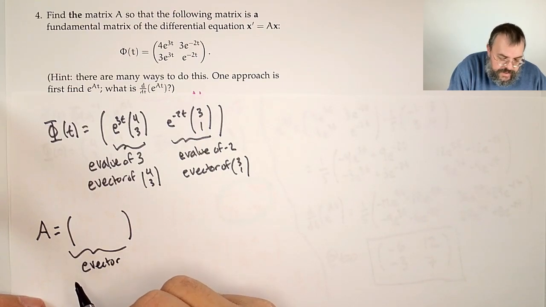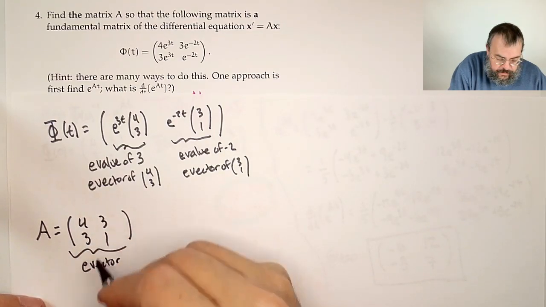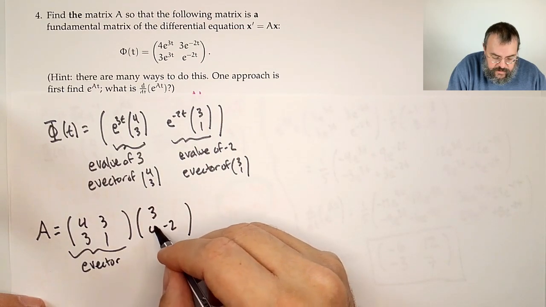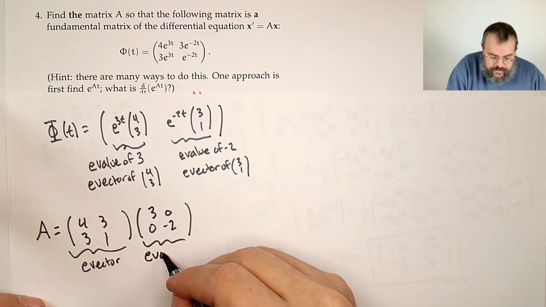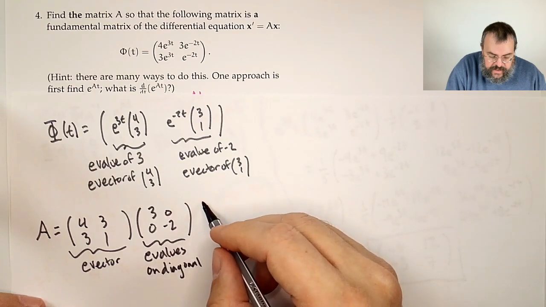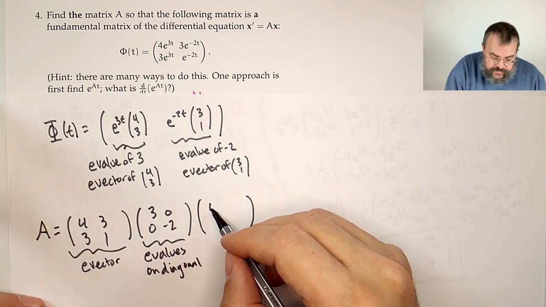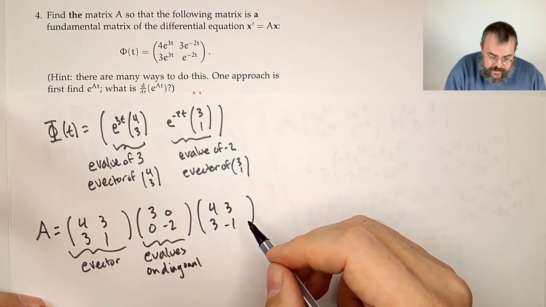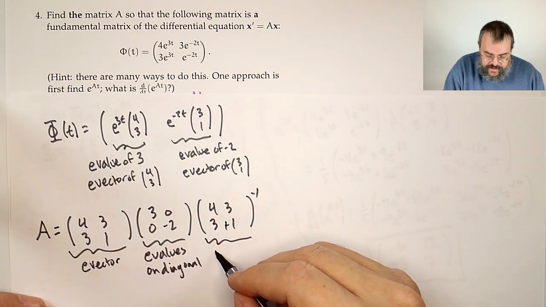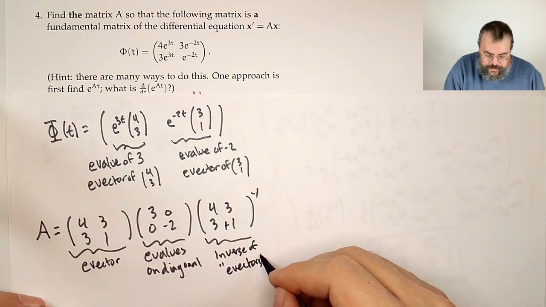And so what would that be? Well, in our case, it would be [4, 3; 3, 1]. And then you have your [3, 0; 0, -2]. So these are your eigenvalues on the diagonal. And then over here, what would you have? Well, you'd have the [4, 3; 3, 1] inverse. So this is the inverse of your eigenvectors. We'll put that in quotes.